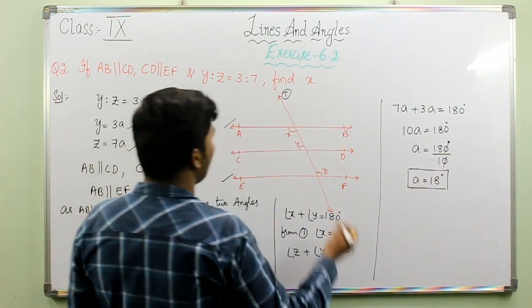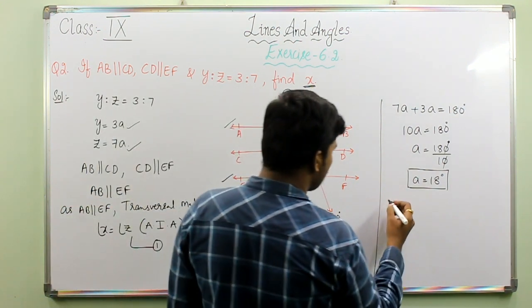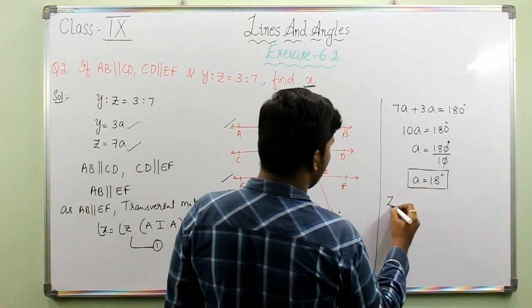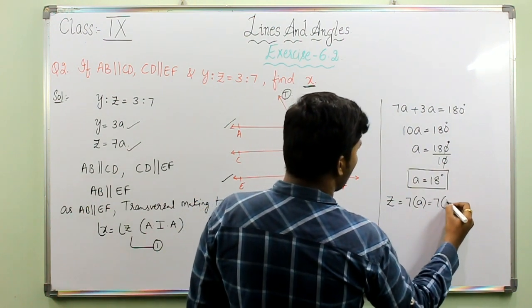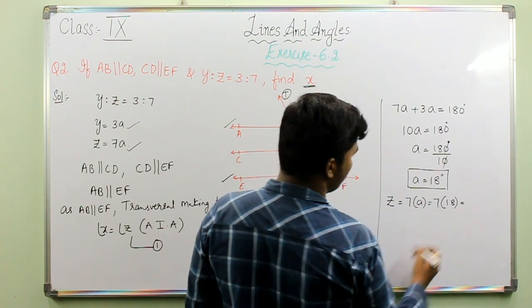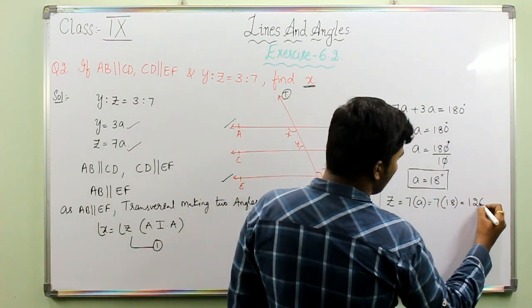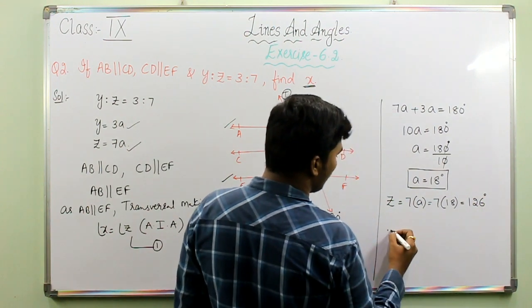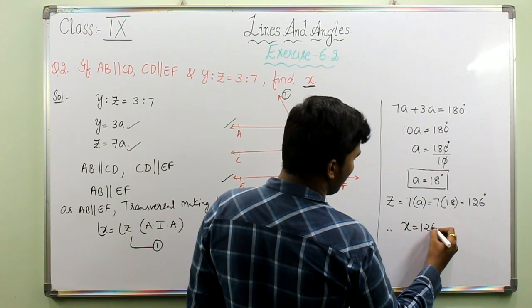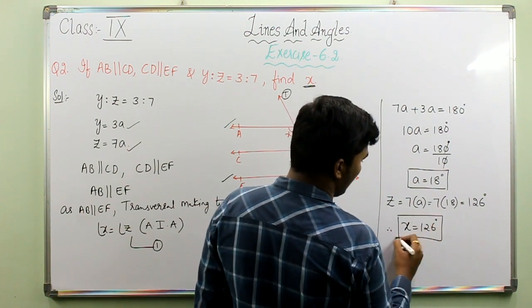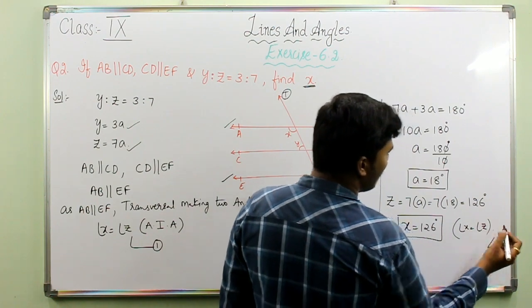So now we have to find the value of X. X is nothing but Z. So that Z is given by 7 times A, which is nothing but 7 times 18, which will give you 126 degrees. Therefore, the value of X is equal to 126 degrees, because angle X and angle Z are equal.